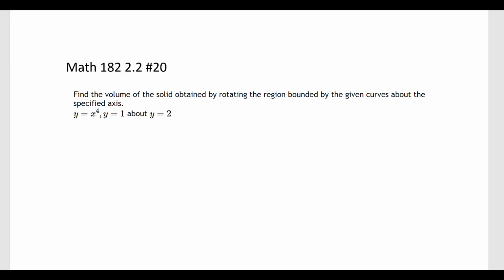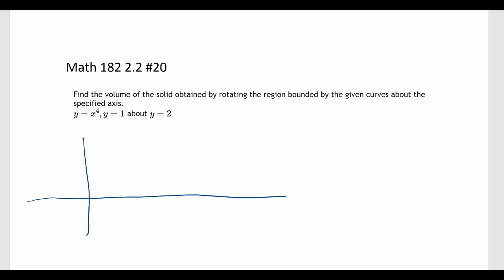This is I think the last problem in this homework set for 2.2. It says find the volume of the solid obtained by rotating the region bounded by the given curves about the specified axis. And we have y equals x to the fourth, y equals 1, about y equals 2, excuse me. And so when I first did this problem, I got a little frustrated because I just didn't think all the way through. So let's go ahead and come up with our shape.